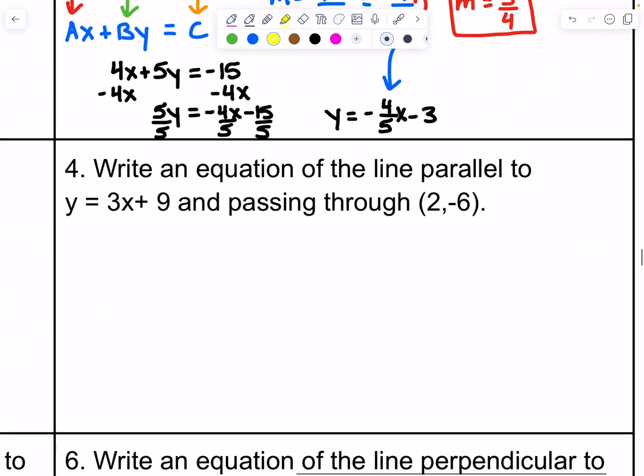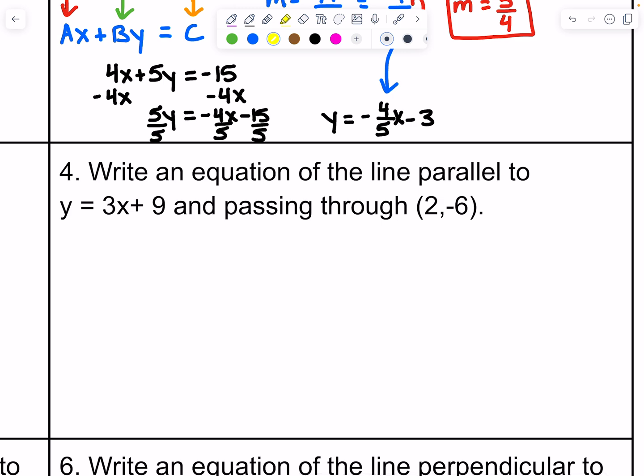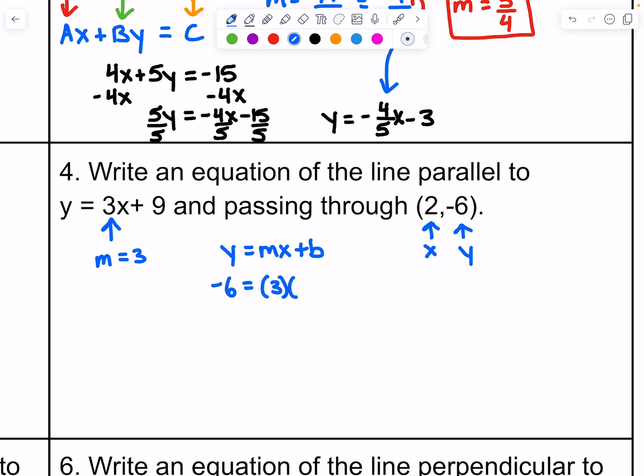So number 4 says, write an equation of the line parallel to y equals 3x plus 9 and passing through (2, -6). So our slope would still just be the 3 right there. And then we have our x value and our y value that'll help us find the b value. So let's use what we've been doing lately: y equals mx plus b. Our y is -6, our slope is 3, and our x value is 2, and we're going to solve for the b.